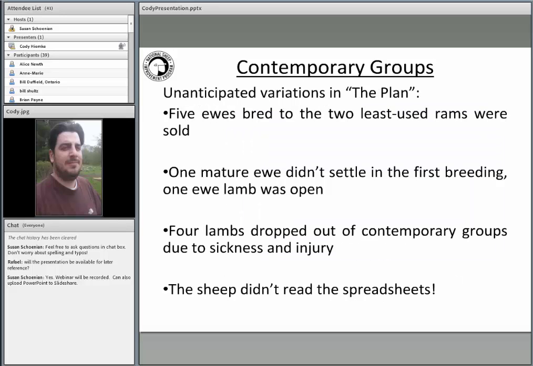I had 1 mature ewe that didn't settle in the first breeding, and you may have noticed I have a pretty tight window for breeding. It's about 23 to 25 days that I try and do my drops within. So I had 1 ewe that didn't settle on the first breeding, and all those ewes get exposed again to the ewe lambs later. And I had 4 lambs dropped out of the contemporary groups due to sickness and injury, and the sheep didn't read the spreadsheets.